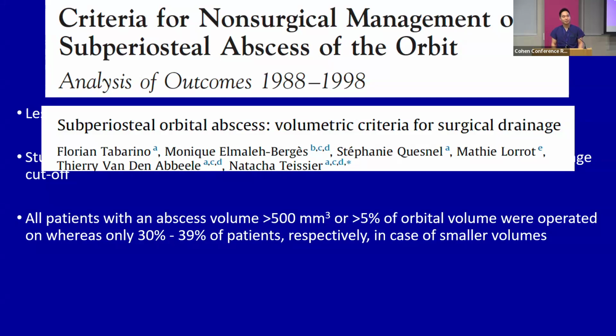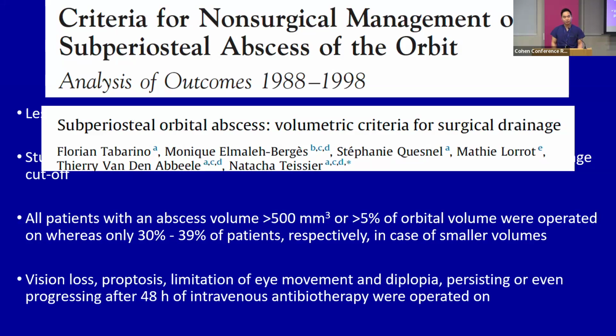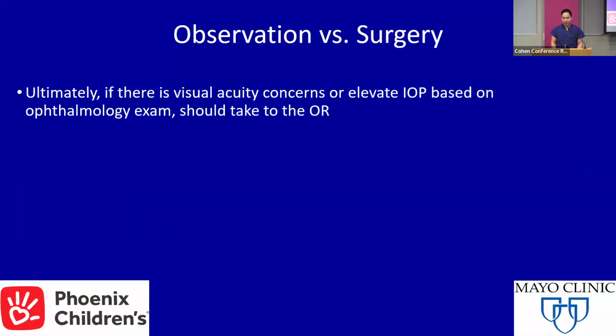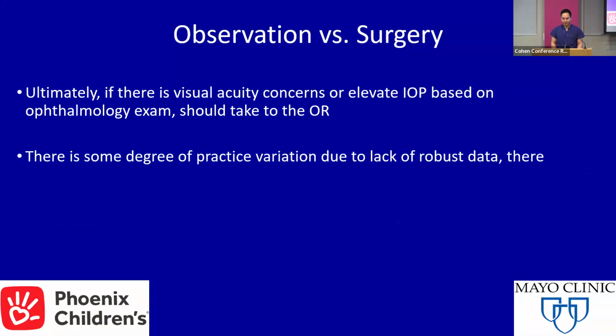I would say if there is a subperiosteal abscess and they're antibiotic naive, it's worth trying IV antibiotics for 24 to 48 hours. And if they do not resolve, you should probably take them to surgery, do sinus surgery and do a wall compression. Ultimately, again, for these small subperiosteal abscesses, if they start to have visual acuity issues or changes in pressure, you should probably just take them.